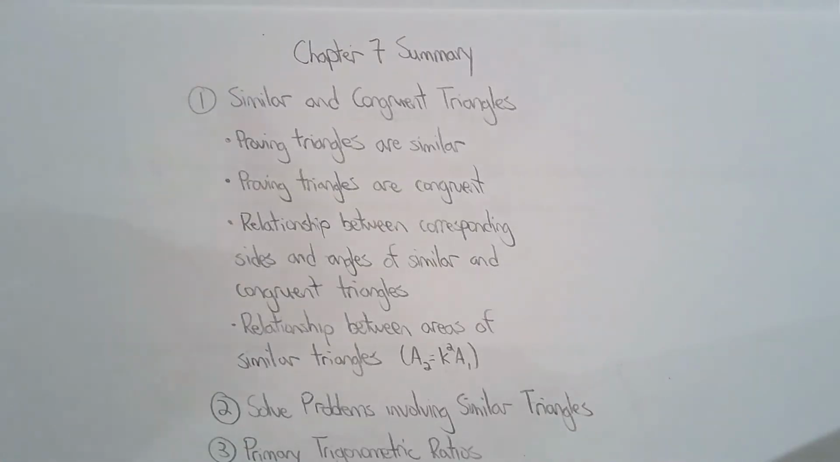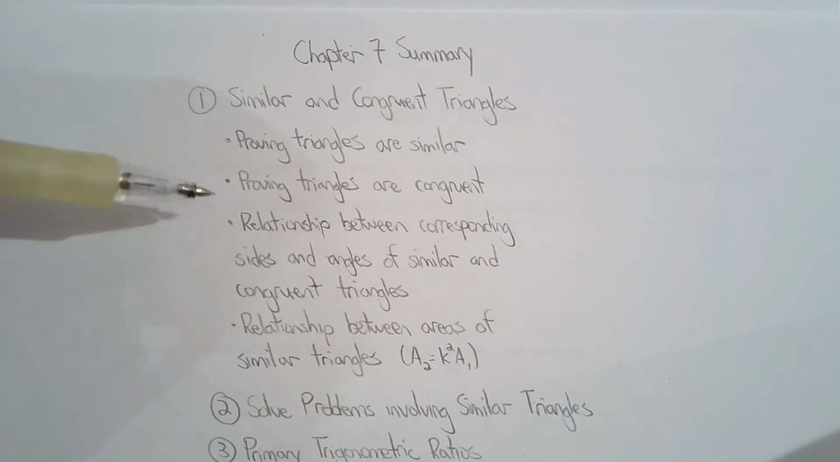In this video, we'll look at the big ideas of Chapter 7. So to begin this unit, we spent a lot of time talking about similar triangles and congruent triangles. We learned how to prove that two triangles are similar, for example, using angle-angle similarity or side-side-side similarity. We also proved two triangles are congruent.